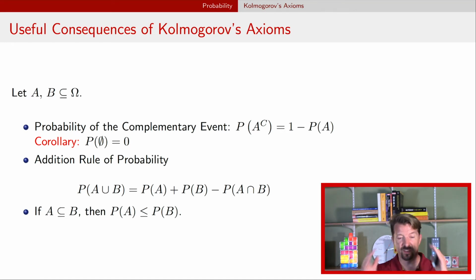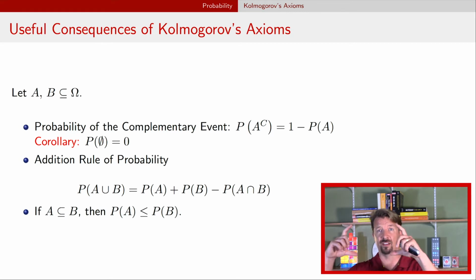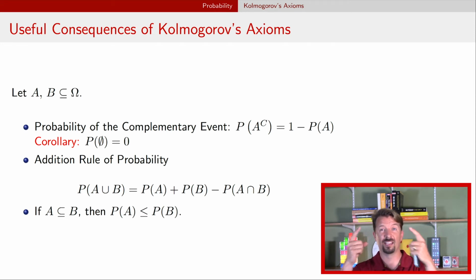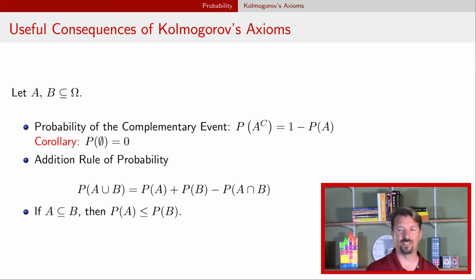With that visualization, you can look at this addition rule. If I'm calculating the probability of A, that's the area of circle A, and the probability of B is the area of circle B. If I add those two together, I've double counted the oval football-looking shape in the middle, American football that is. That shape in the middle I've double counted, so I need to subtract it off. And that's exactly what's happening in the addition rule of probability.